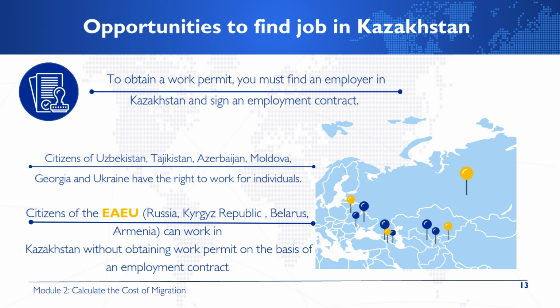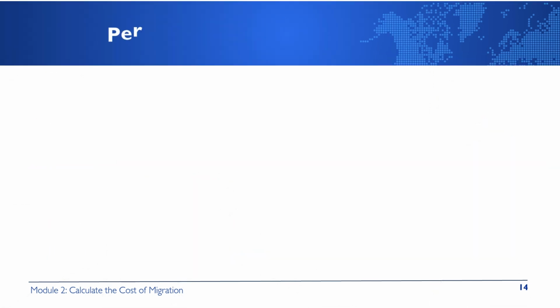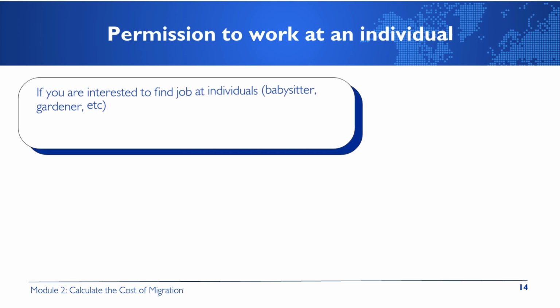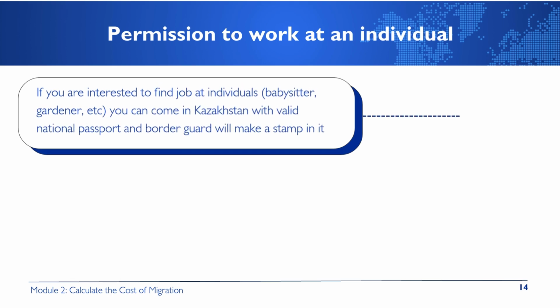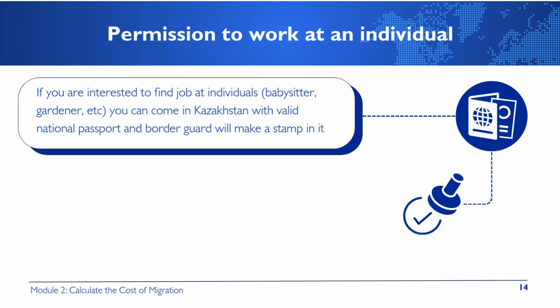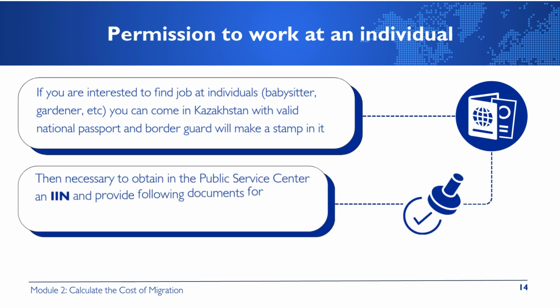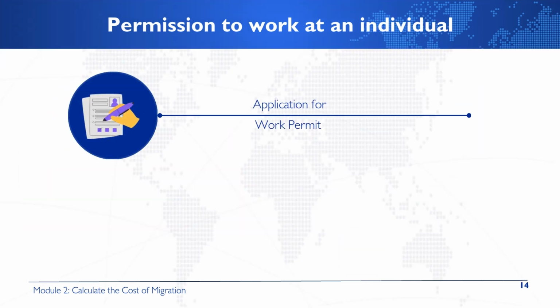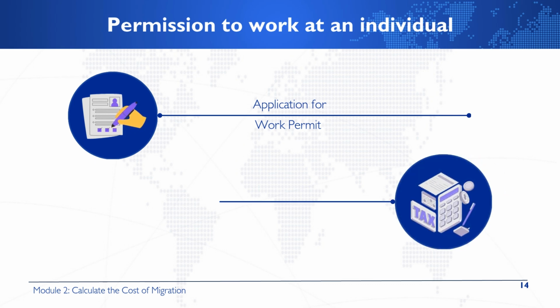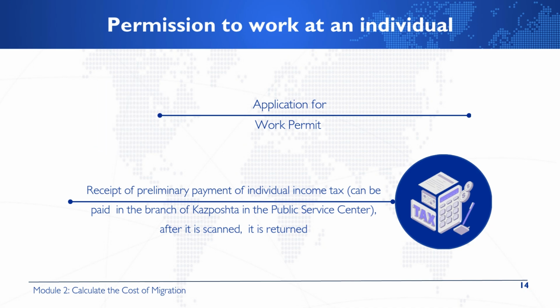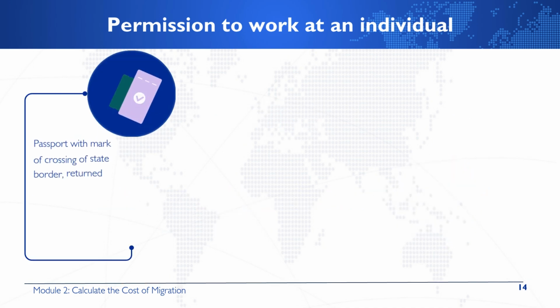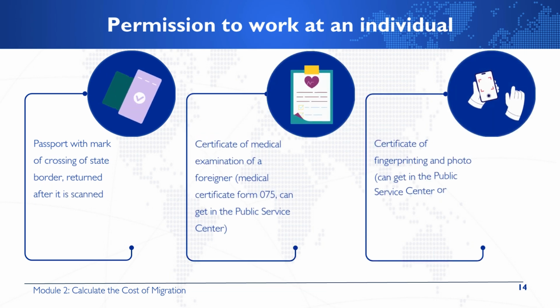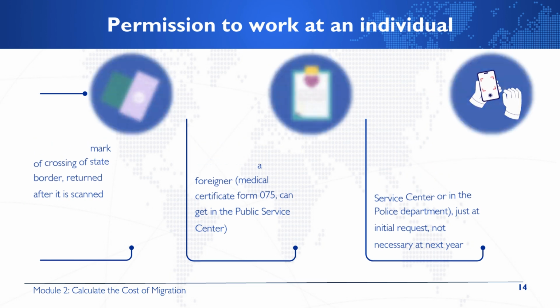If you are interested in working for individuals, you can come to Kazakhstan with a valid national passport and the border service will make a stamp in it. Then you can obtain an individual identification number at the public service center and provide the following documents for obtaining a work permit for an individual. You need to submit an application, receipt of preliminary payment of individual income tax, passport with a mark of crossing the state border, certificate of medical examination, certificate of fingerprinting and photo, medical insurance, and an employment contract.